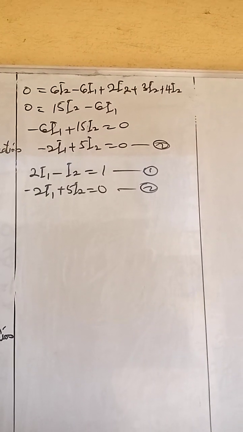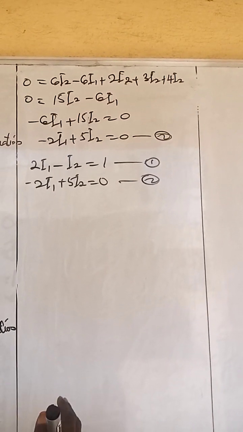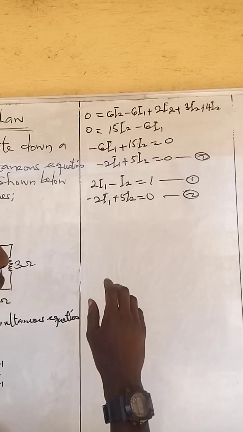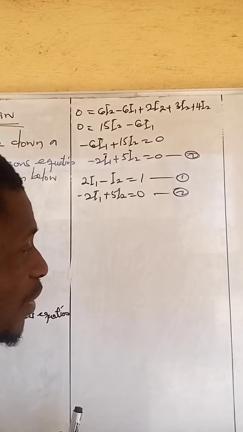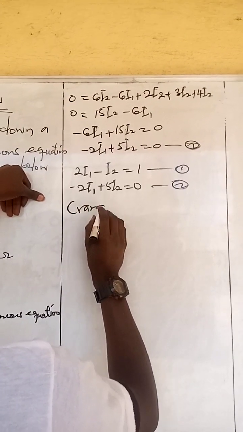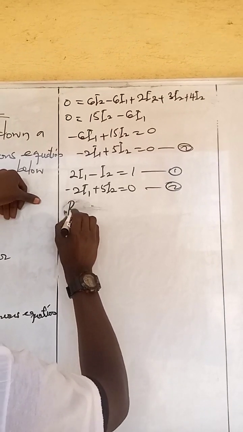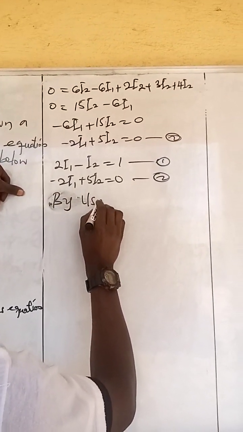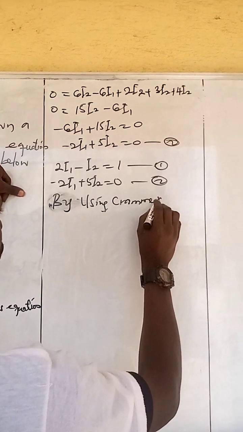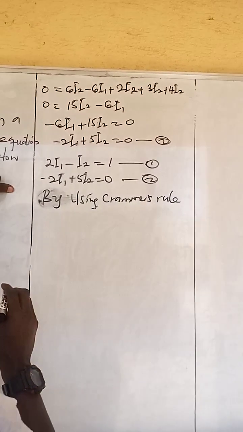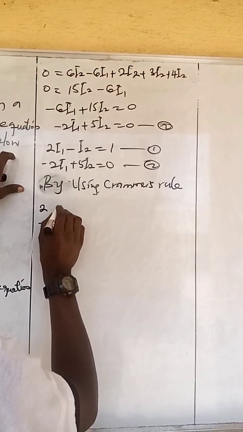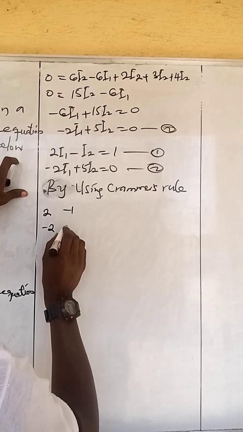For us to do this, there are 5 basic methods of solving simultaneous equations. We can use the elimination method, the substitution method, the graphical method, the Gauss-Jordan method, and Cramer's rule. Here we are going to use Cramer's rule. By using Cramer's rule, we are going to write down the coefficients. We have 2, minus 2, minus 1, 5.